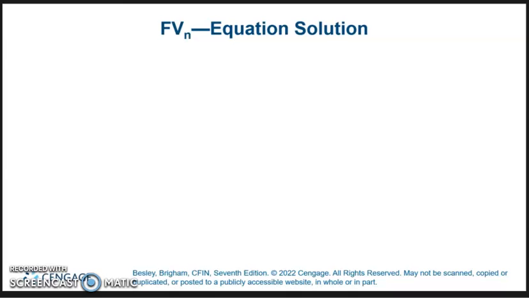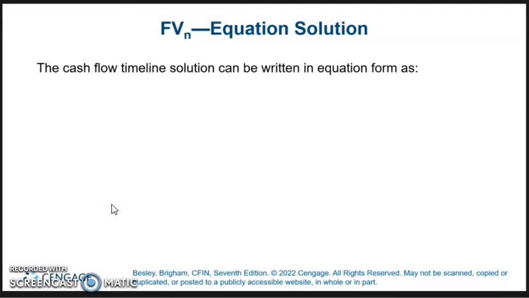Okay, so now we're going to solve the problem we saw previously with a cash flow timeline, this time with an equation. The future value, in this case in 3 years, is the present value multiplied by 1 plus the rate, which is 1.1. And since it's 3 years in the future, that's to the third power.